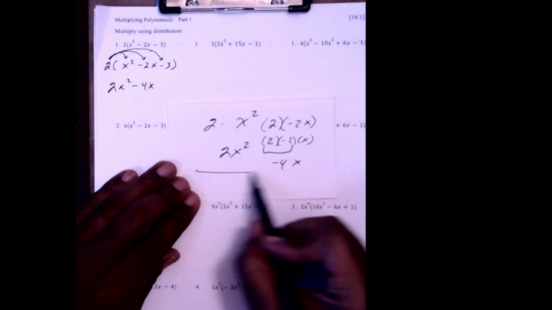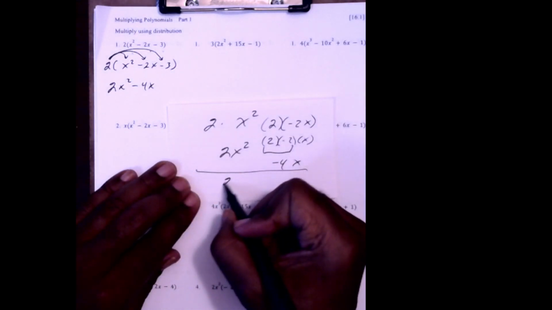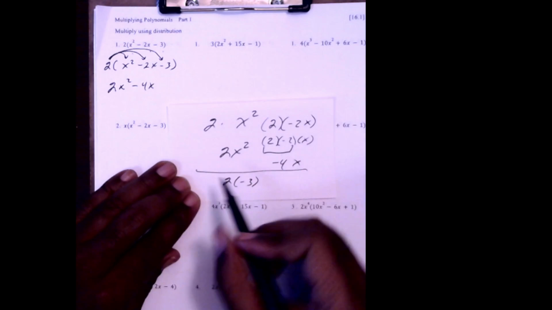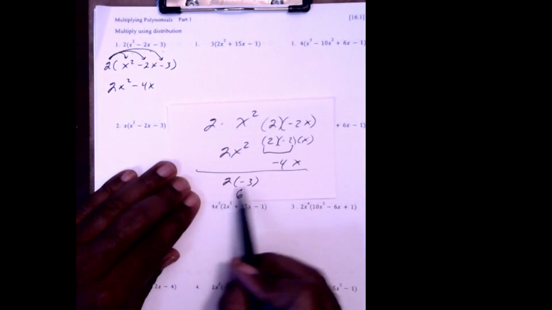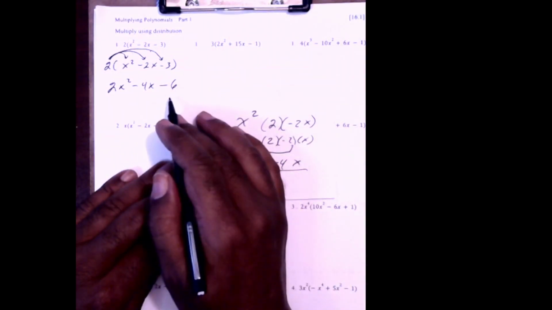And finally, when you multiply a 2 and a negative 3, here to here, the 2 times 3 is 6. And when you multiply by one negative, you're going to get a negative. So it's going to be a negative 6. And that's finished. Okay, let's look at the next one.